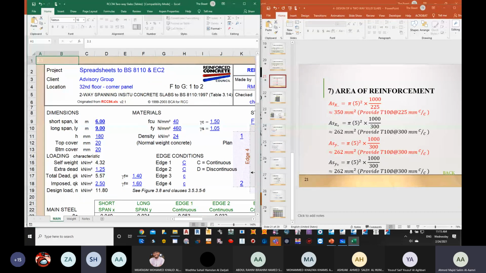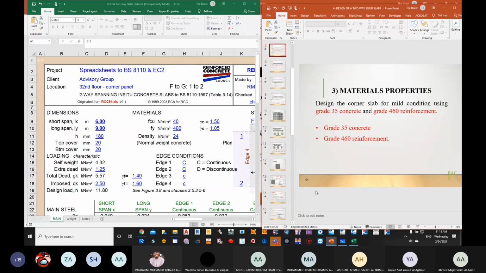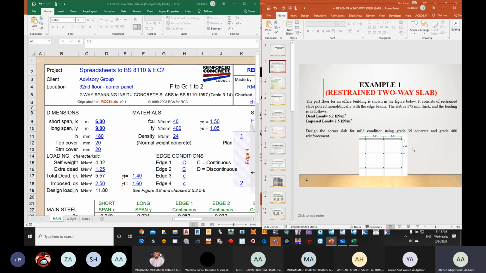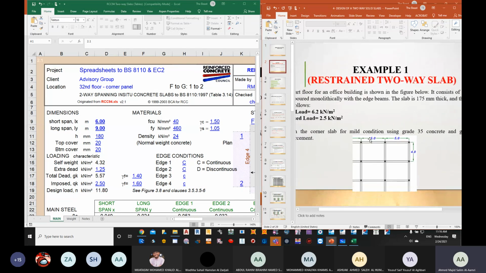Yes, Mr. Okay. So now the first thing, if we return back to our problem, you can see that LY and LX have been given as 5 and 4. So I need to have the short span to be 4, long span to be 5. The overall depth or H has been given in the problem to be 175, so I'm using it as 175. The cover we have found to be 20 and 20. The grade of steel is 460. The grade of concrete in our problem is C35.